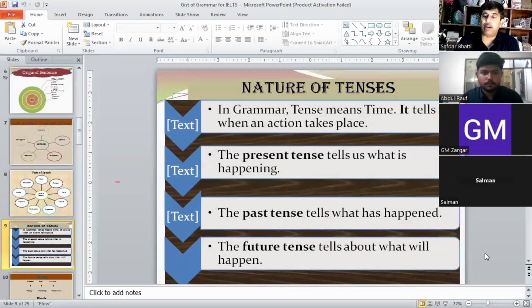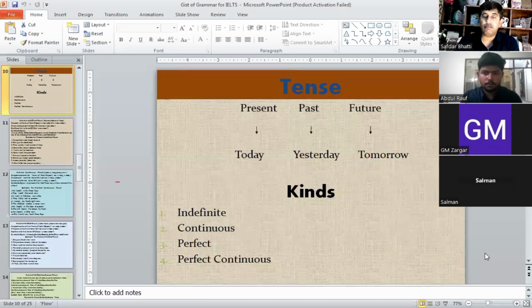So, we have to start with that. What the tense is. Basically, in English grammar, tense means time and tells us about when an action takes place. The present tense tells us what is happening. The past tense tells us what has happened. And the future tense tells us what will happen. Present means today, past means yesterday, and future means tomorrow. It is having four kinds: indefinite, continuous, perfect, and the perfect continuous.